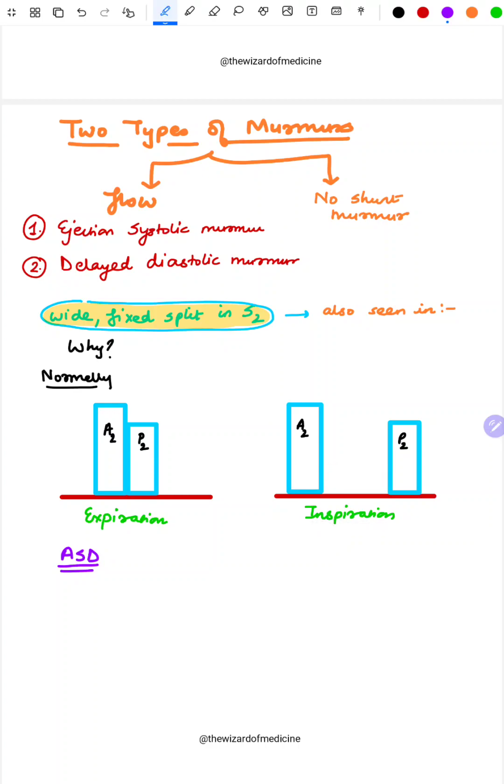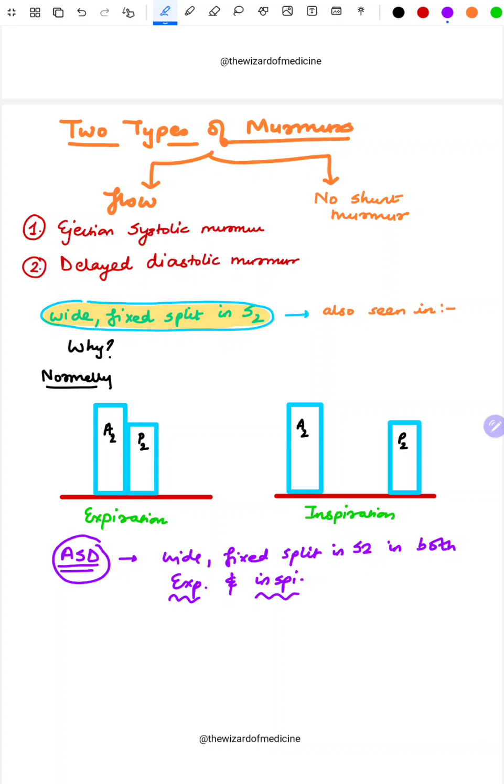But in ASD, we'll be hearing this wide fixed split in S2 in both expiration and inspiration. And this is why: during inspiration we are already receiving more blood, right? But in ASD, during expiration also, the left atrium will be shunting the blood to the right atrium, then to the right ventricle and pulmonary artery, and henceforth the splitting will be present, but it's only in ASD.